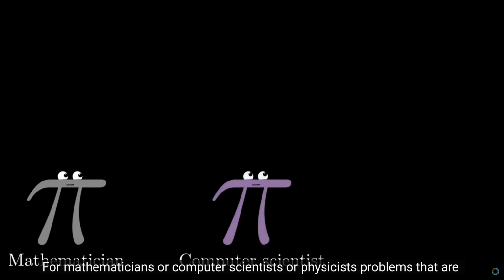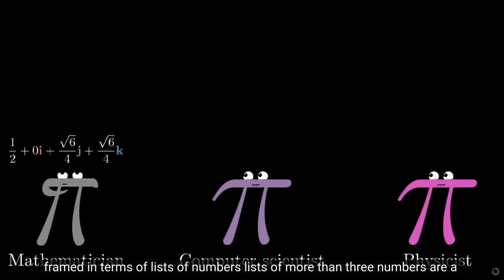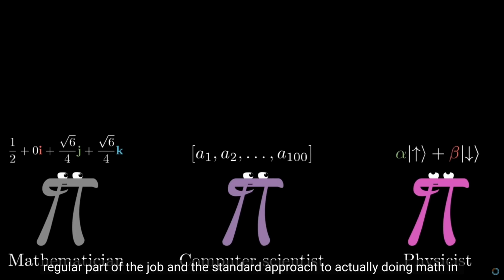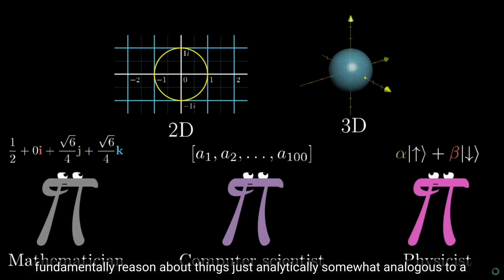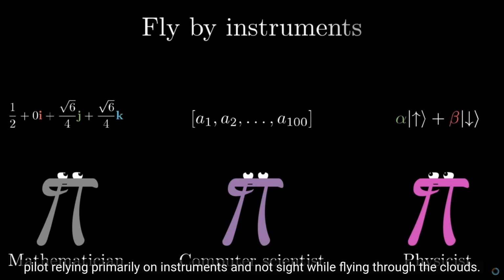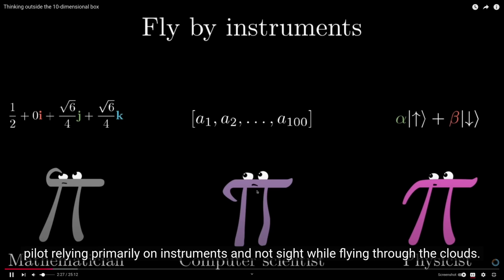For mathematicians, or computer scientists or physicists, problems that are framed in terms of lists of numbers, lists of more than 3 numbers, are a regular part of the job. And the standard approach to actually doing math in higher dimensions is to use 2 and 3 dimensions for analogy, but to fundamentally reason about things just analytically, somewhat analogous to a pilot relying primarily on instruments and not sight while flying through the clouds.